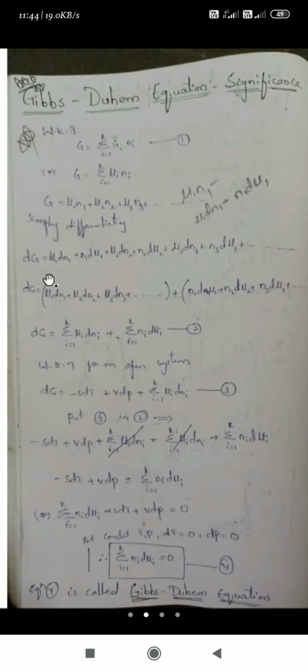dG equal to summation, what can I write? Mu i dni, plus again, what can I write? Summation ni d mu i, where i can take the values from 1 to k components. Always i takes the value from 1 to k components. So after separating the terms, I put all these bracket terms in a summation here, and again I can put this in a summation here.